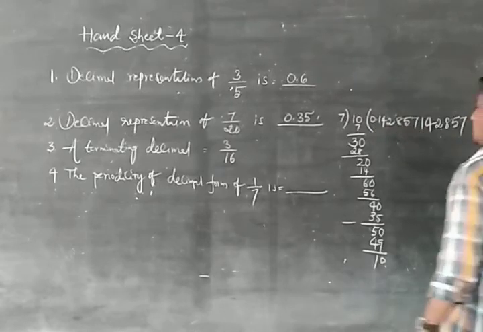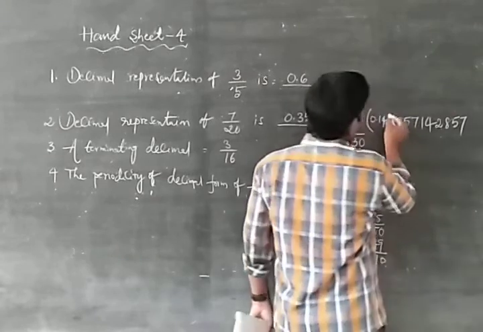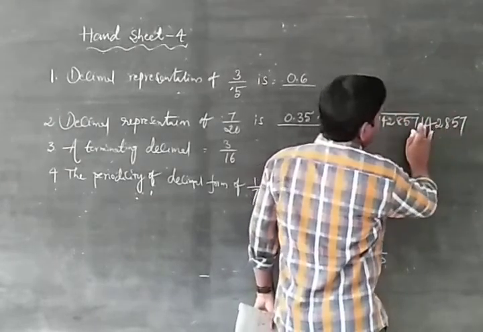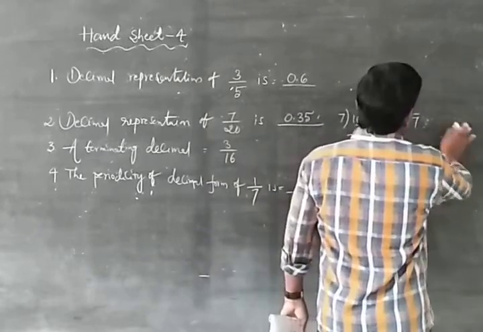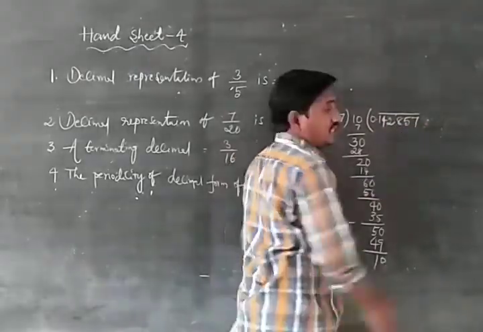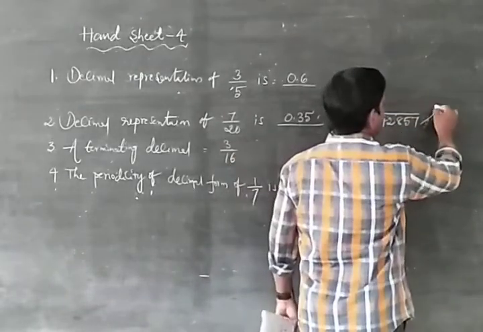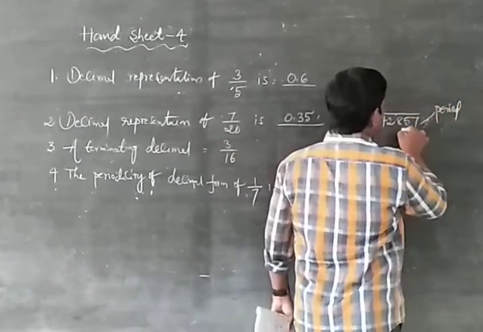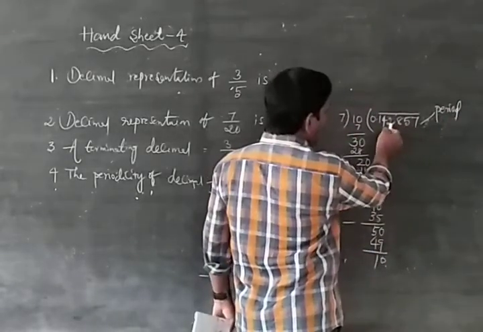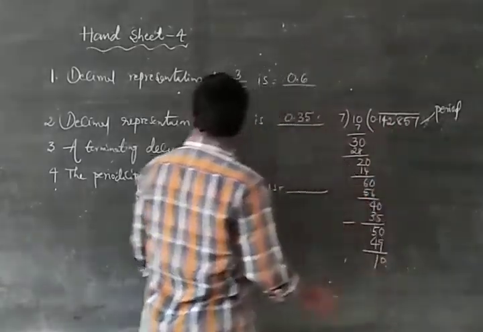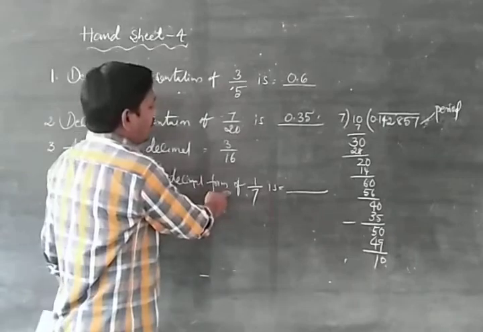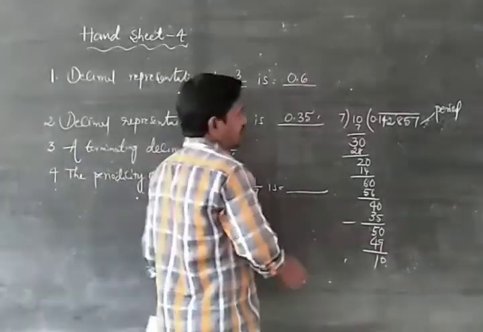0.142857 is repeated. That's why we have to write the bar. 142857 is repeated, so this is the period. How many numbers are there? 1, 2, 3, 4, 5, 6. So what is asked here? The periodicity of the decimal form of 1 by 7.